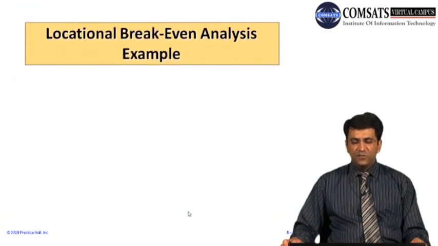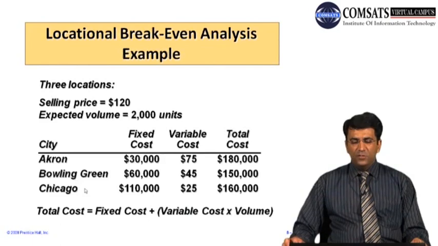Now let's discuss a particular practical example. Suppose there are three cities, as you can see, that is Akron, Bowling Green and Chicago. With respect to these three locations, there is a specific fixed cost associated with each location. The variable cost is also computed and listed in this particular column.